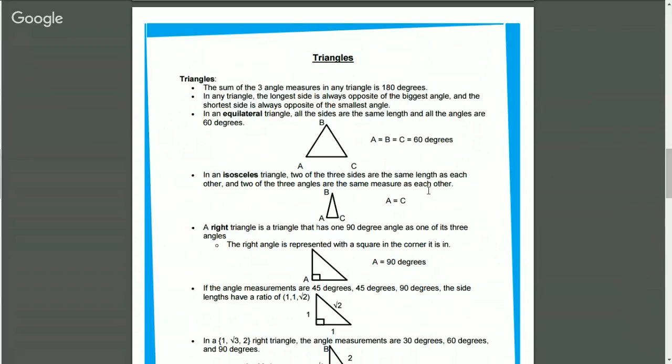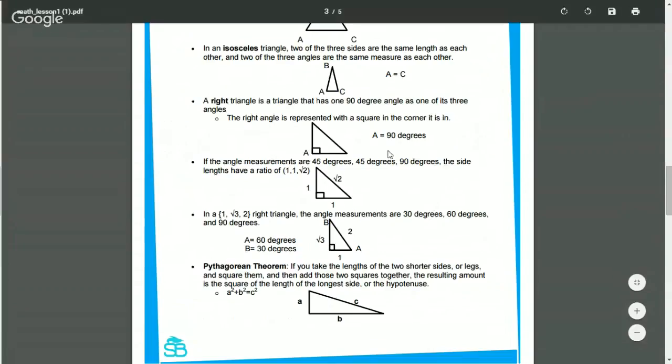The right angle is represented with the square in the corner it is in. So we can see that A is also 90 degrees. And now some special triangles that are helpful to know are a 45, 45, 90 angle triangle with side lengths of 1, 1, and then a square root of 2.